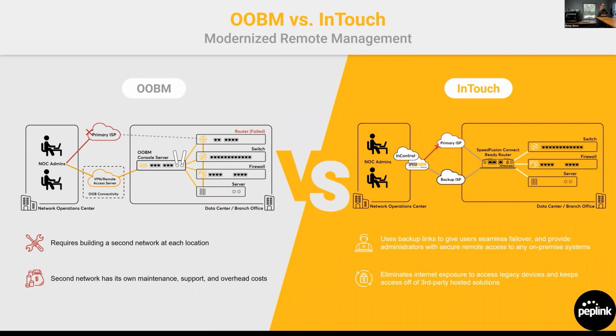So the old school connectivity is you have your ISP, you're connecting in, and then you have to have some sort of VPN. And if that ISP fails, you're then failing over to some sort of backup, or in a lot of cases, no solution.